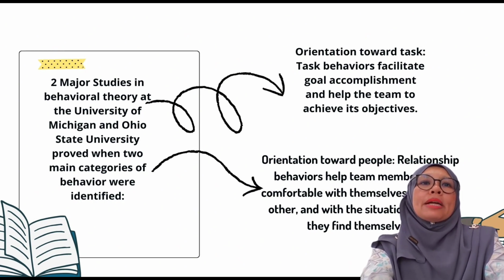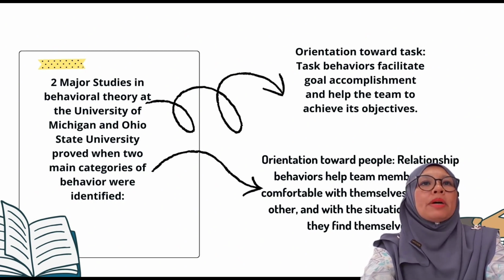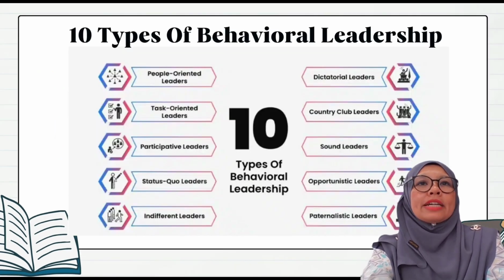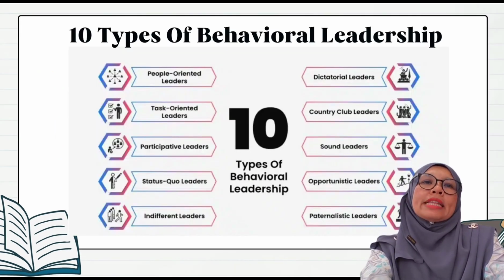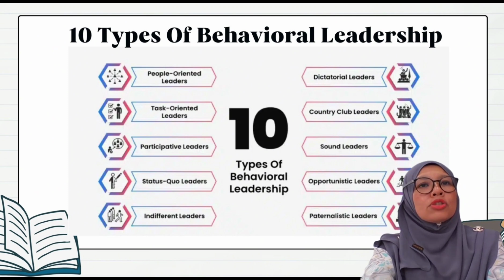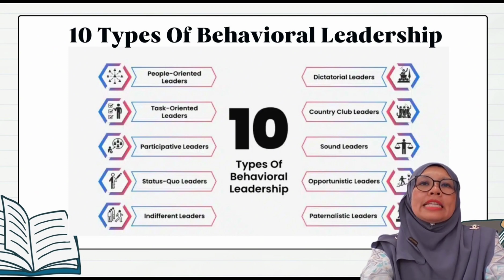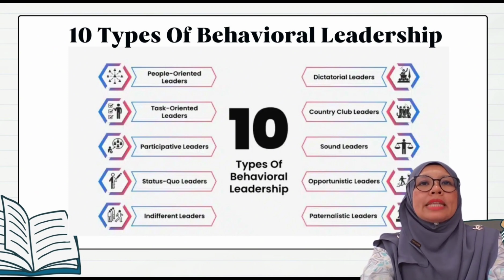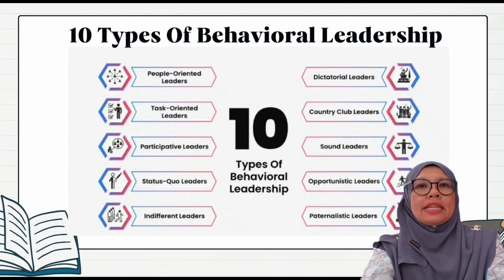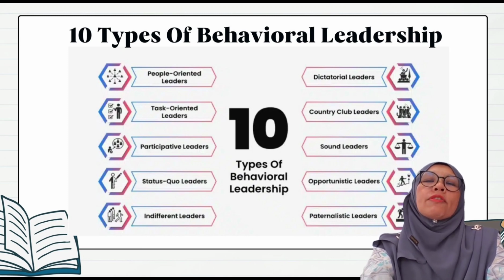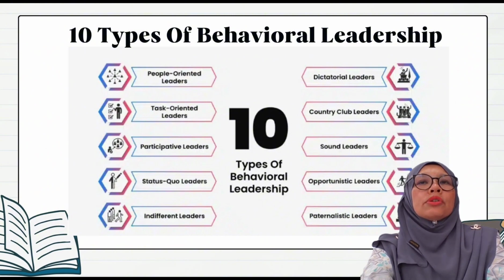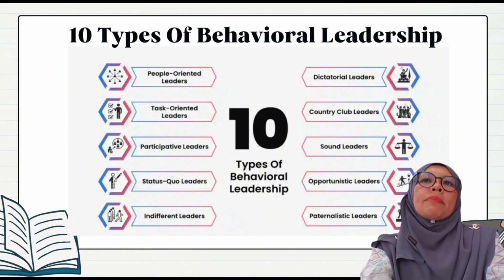And last but not least, I would like to present the top 10 types of behavioral leadership: people-oriented leaders, task-oriented leaders, participative leaders, status quo leaders, indifferent leaders, dictatorial leaders, country club leaders, sound leaders, opportunistic leaders, and paternalistic leaders. That's all for me. I would like to continue and pass to my friend.